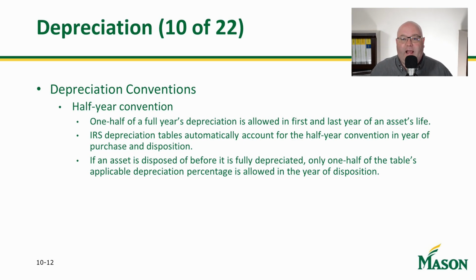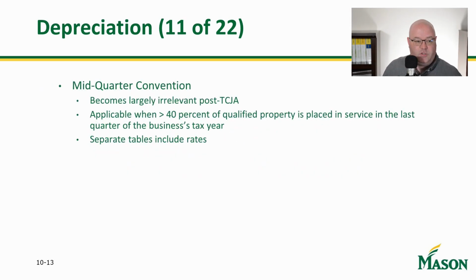All right, so if an asset is disposed of before it's fully depreciated, one-half of the applicable depreciation from the table is allowed in the year of disposition. So if you sell that asset September 30th, you still only take half a year of depreciation on it in the year of disposition.